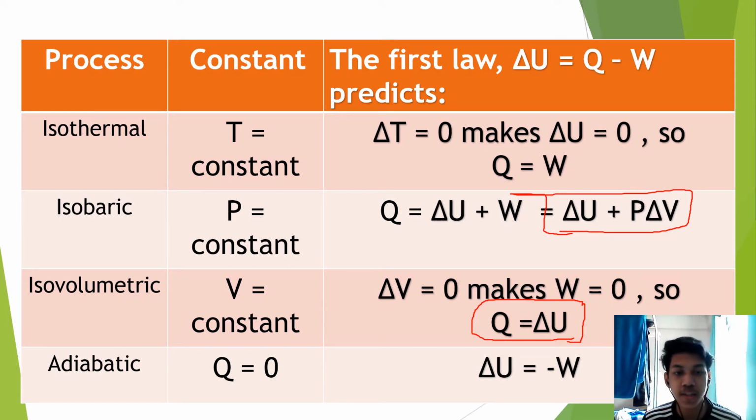Next is the adiabatic process. In this process, Q is 0, where there is no heat transfer in or out of the system. So the first law becomes even simpler: delta U, the change in internal energy, is equal to negative W, where W is the work.